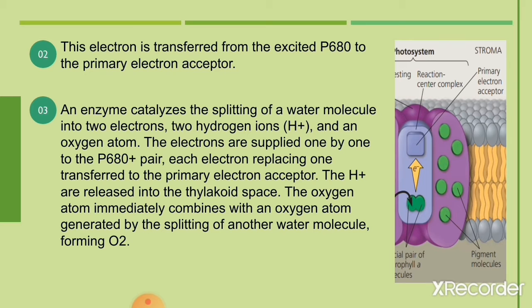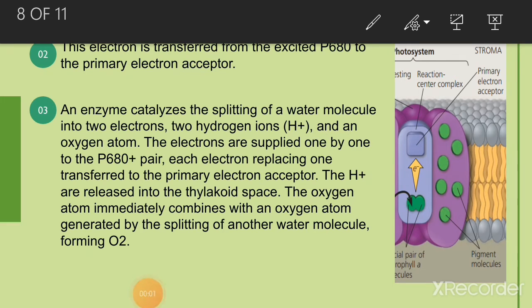Once the electron leaves the P680 and reaches the primary electron acceptor, it will be replaced by another electron that came from the splitting of a water molecule. An enzyme catalyzes the splitting of a water molecule into two electrons, two hydrogen ions, and an oxygen atom. The electrons are supplied one by one to the P680 pair, each electron replacing one transferred to the primary electron acceptor. The hydrogen ions are released into the thylakoid space. The oxygen atom immediately combines with an oxygen atom generated by the splitting of another water molecule, forming oxygen.